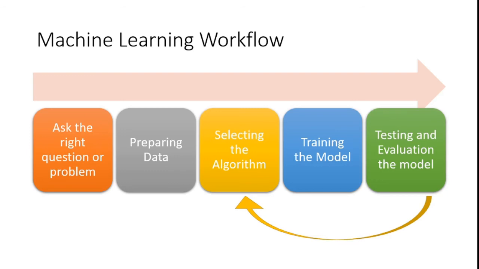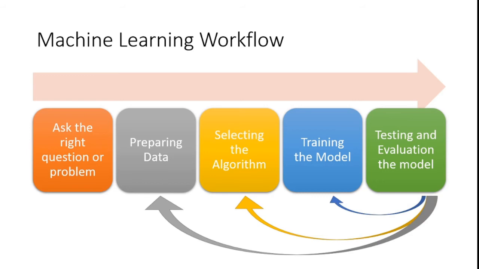Sometimes we may need to jump back to the data preparation itself, if our evaluation or our expected result is not up to that level. Then we go again, we prepare or modify the data. Again, we select the proper or suitable algorithm, train the model, and again test and evaluate, check the results. So we repeat this process until we get our expected accuracy.